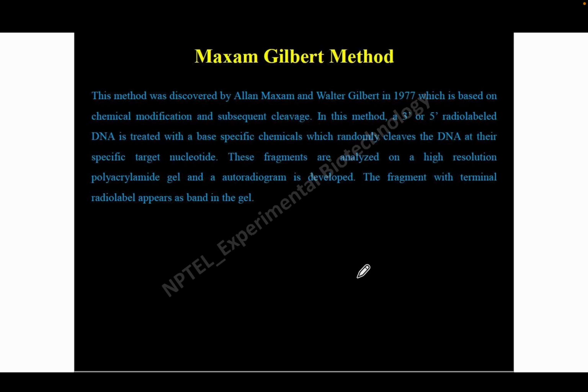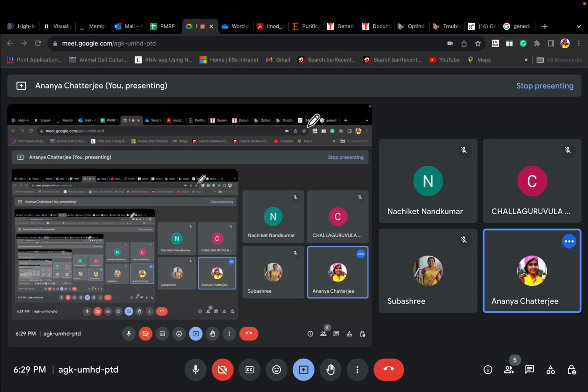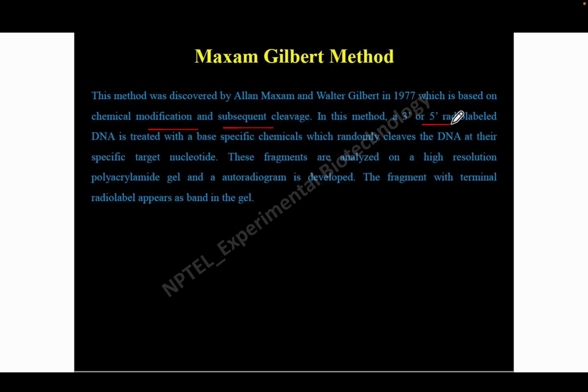Maxam-Gilbert method. This method was discovered by Maxam and Gilbert in 1977, which is based on chemical modification and subsequent cleavage. In this method, a 3' or 5' radiolabeled DNA is treated with base-specific chemicals which randomly cleave the DNA at their specific target nucleotide. These fragments are analyzed on a high resolution polyacrylamide gel and an autoradiogram is developed. The fragment with terminal radiolabel appears as a band in the gel.